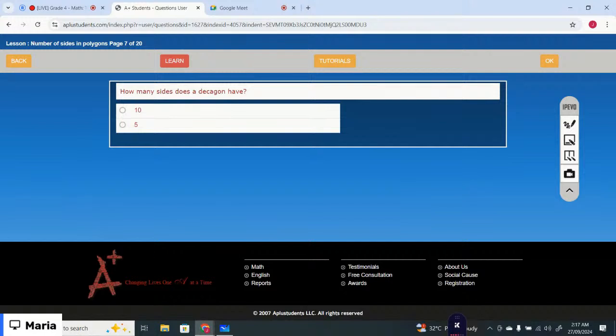How many sides does a decagon have? So which is the correct option? The correct option is decagon has 10 sides. Option number one is the correct option.